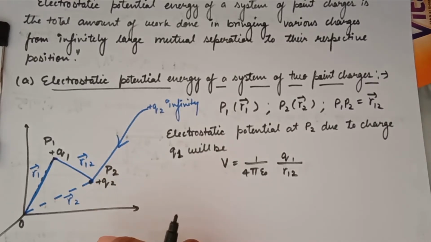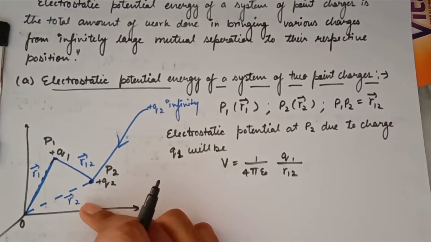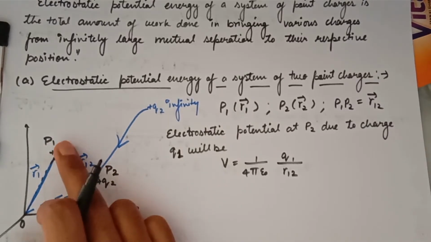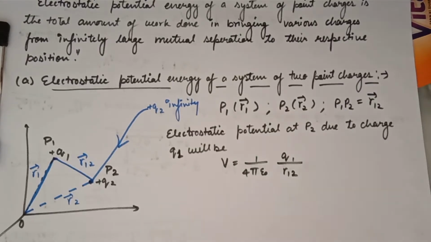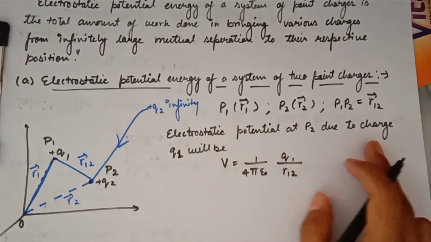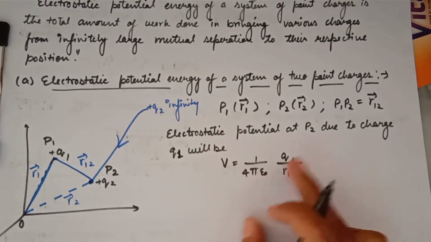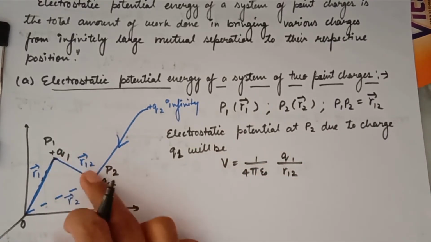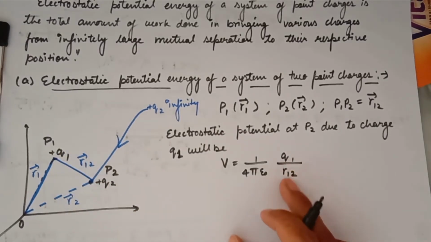So I need to do work from infinity to this point, and the electric field is due to charge number q1. So the electrostatic potential at P2 due to charge q1 will be V equals 1 upon 4 pi epsilon naught q divided by r. r is the distance between these two points. So this is the value of r12.